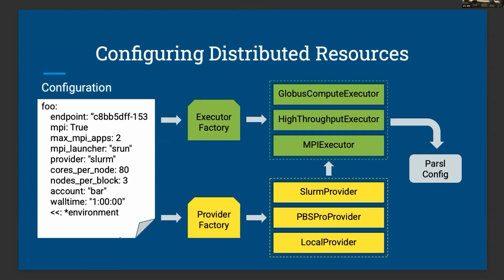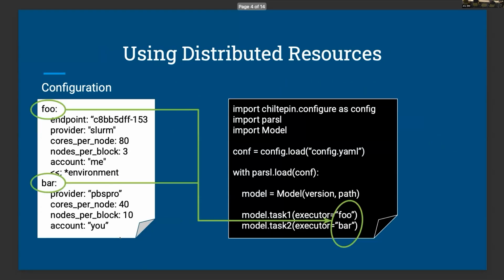Okay, so to accomplish the first goal, we just have everything living in a configuration file. It's just a simple YAML file where we have some resources with a certain name, and all of their attributes are just defined in there. And then based on those attributes, we feed that configuration through some factories for creating the providers and the various executors for each of those resources. And then at the end, we construct a Parsl config that we can then use to load Parsl.